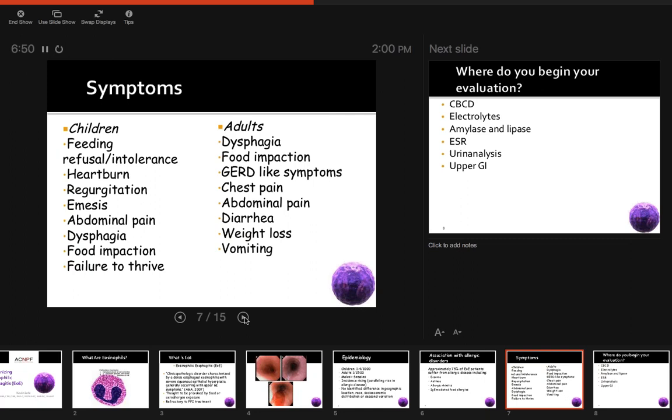In the adult population, certainly you want to be thinking about EoE in anybody who presents with food impaction, particularly more than once. But otherwise you see common reflux symptoms, dysphagia, chest pain, and abdominal pain. Occasionally we'll have some diarrhea and weight loss as well as vomiting, but less so with the vomiting in the adult population.